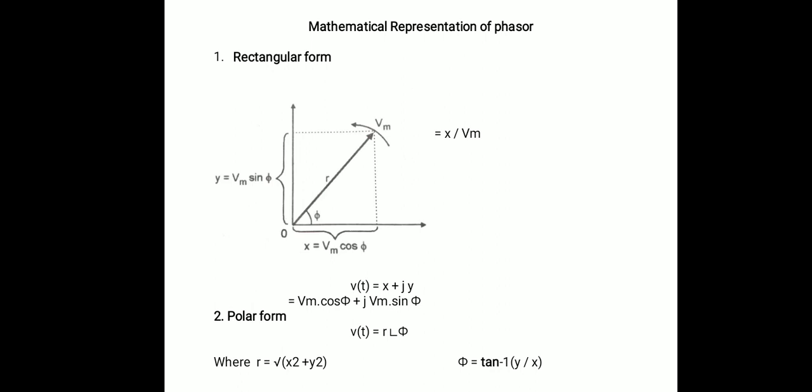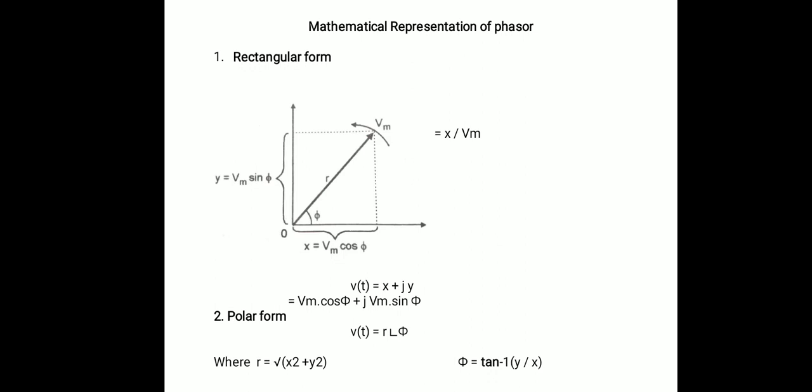So let us understand the rectangular form of phasor representation. What is the standard equation for the phasor representation in rectangular form? V of t is equal to x plus jy. Again, in rectangular form the standard equation is V of t is equal to x plus jy, and we have to determine the value of x and the value of y.